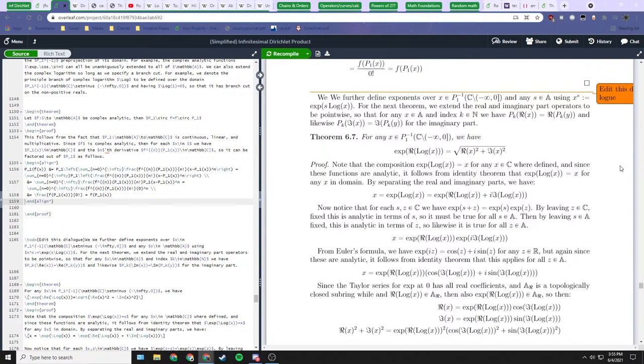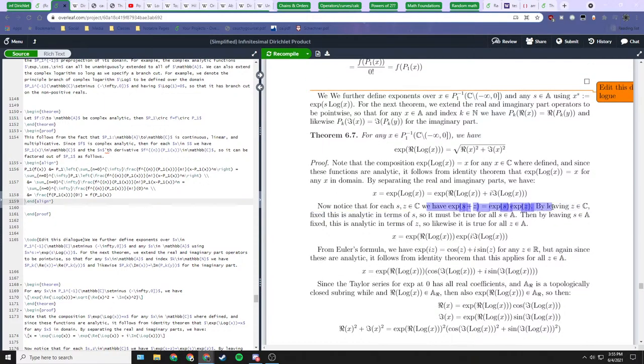We could try. So down here, right here, we did this sort of technique to show that if we have this exp of s plus z, this is always equal to this product rule. The way that we did that is essentially we consider both of these. If we fix one variable, then we can treat the other variable as being the free variable. This is a complex analytic in s if z is fixed, or in z if s is fixed. So if we leave z fixed in the complex plane, this is analytic in terms of s, so this identity is true for all s in its domain, which is everything.